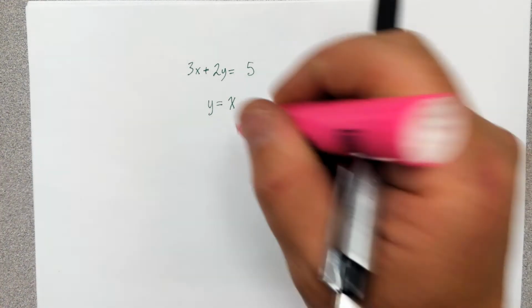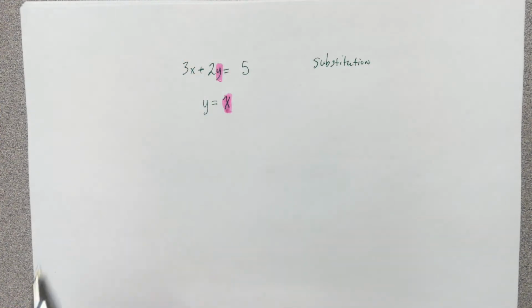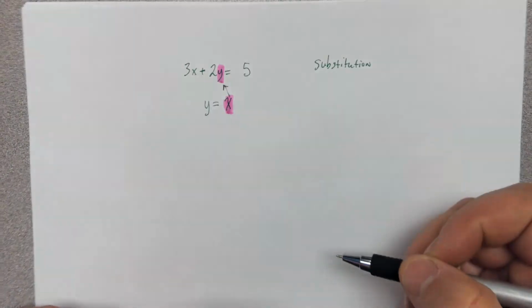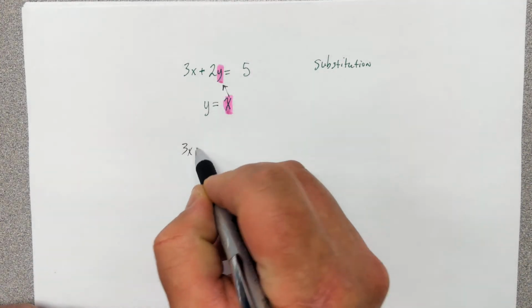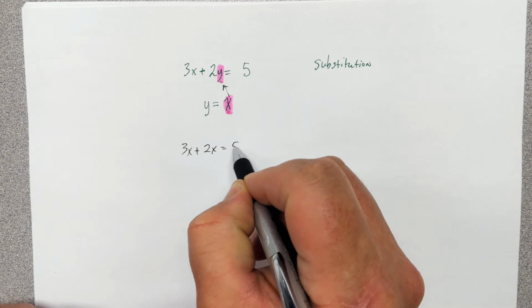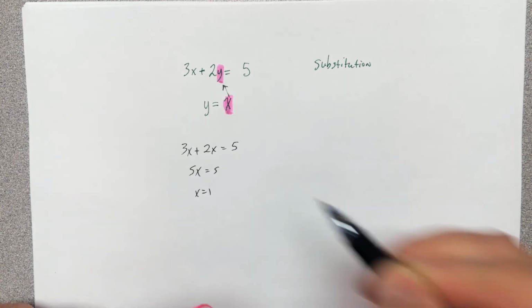Well, look. So here's what y equals, right? Here's y. Take that, put it right there. That's it. So you got 3x, and then you just combine. Plus 2x equals 5. So 5x equals 5. So x is 1.